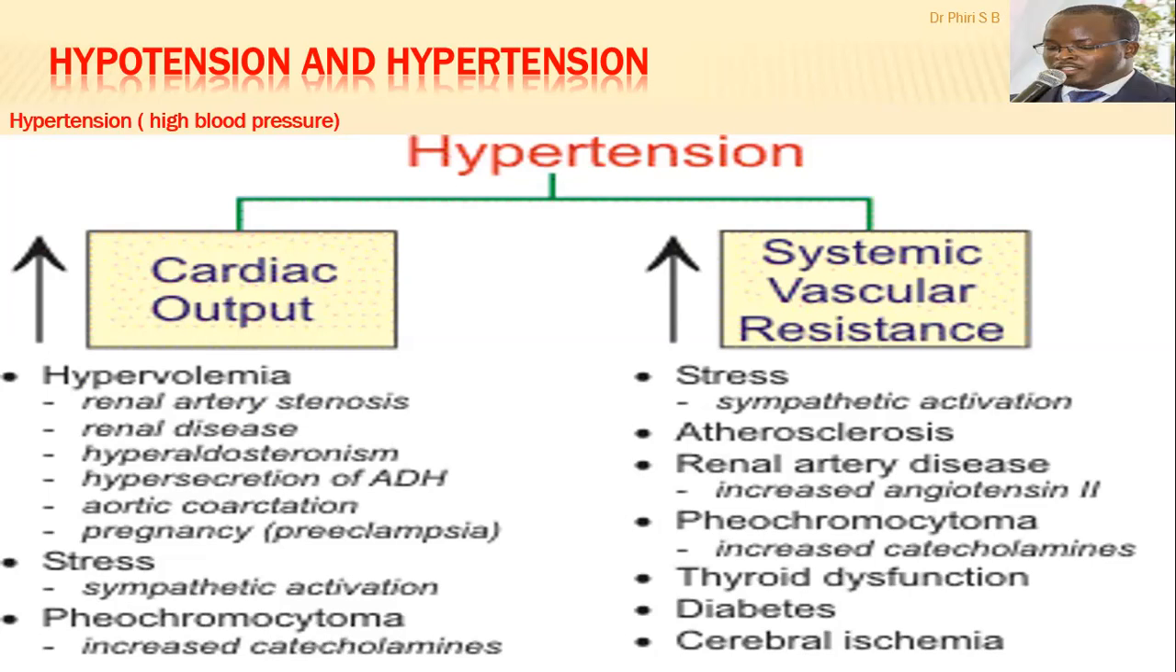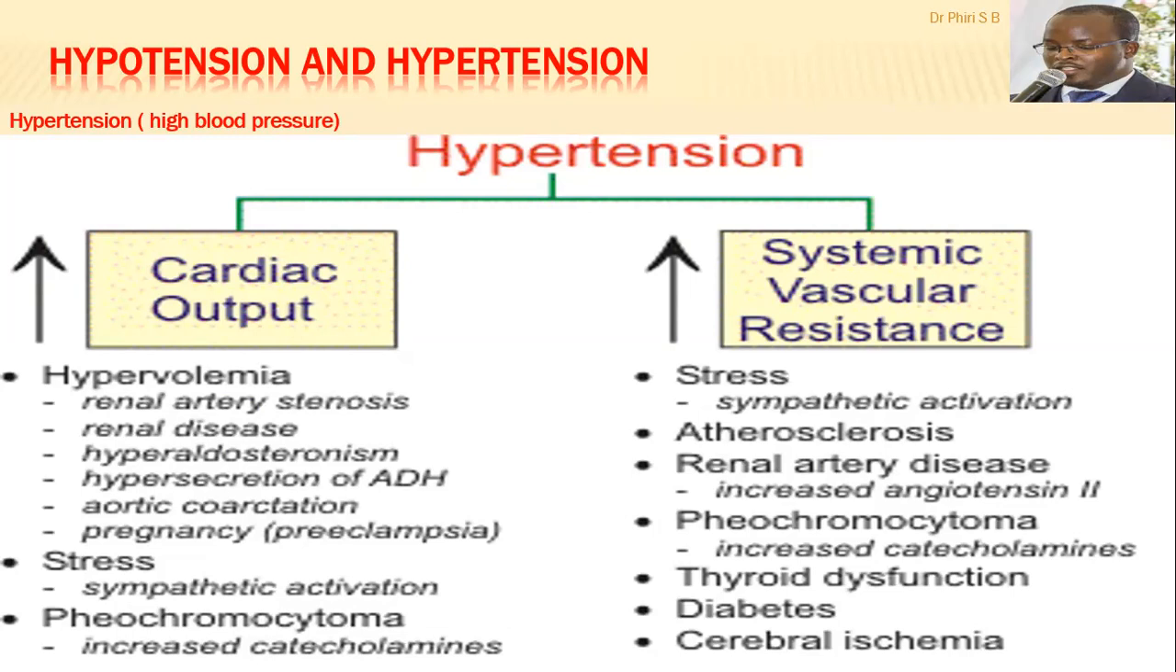Thyroid dysfunction, if you have an increase in T3, T4 in hyperthyroidism, for instance, metabolism will increase, and blood pressure can also increase because the heart rate can increase in hyperthyroidism. Diabetes has an effect on the cardiovascular system that will result in hypertension. Cerebral ischemia also, if you have damage to the brain cells, you can have misfiring of action potentials that can bring about sympathetic stimulation and the other factors that will increase hypertension.